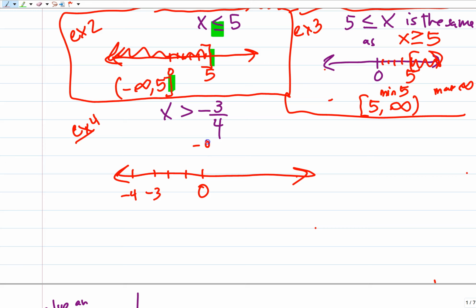If you're confused by that, put the 3/4 in decimal form, and it becomes negative 0.75. That's not between 3 and 4, is it? It's between 0 and negative 1, in fact a little closer to negative 1. And so I'm going to put a little line there, okay?